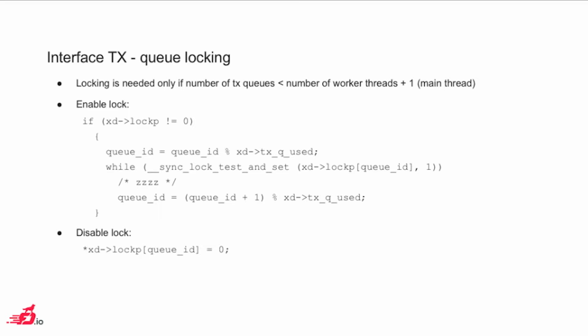And at the end of this critical part of the function, when we are done with the queue, we'll remove the lock from that specific queue. So after this, we have code which is doing DPDK rte_tx_burst of packets to the DPDK. And when we are done, we are removing the lock. This is basically setting the lock back to 0.